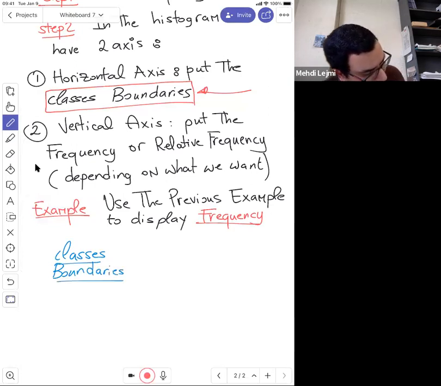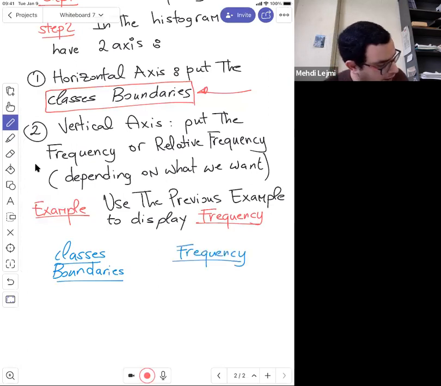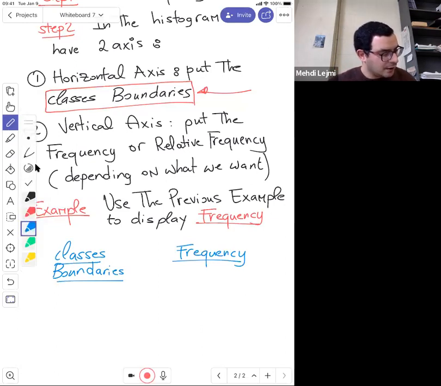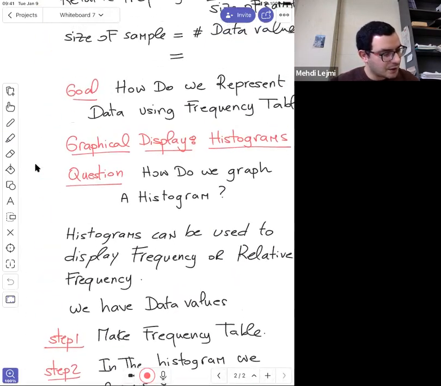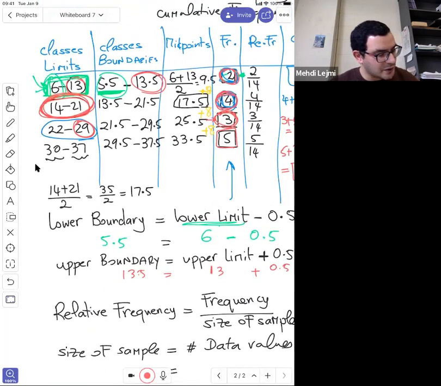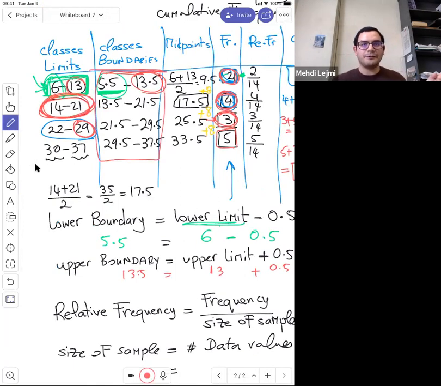Okay, and we need the frequency. I'm going to write down the numbers we had in the previous example. So here are my class boundaries from my previous example. I'm going to use these numbers here, the 5.5 to the 13.5, etc.